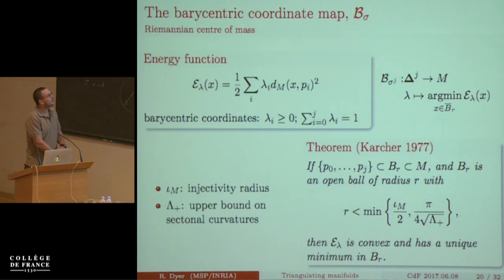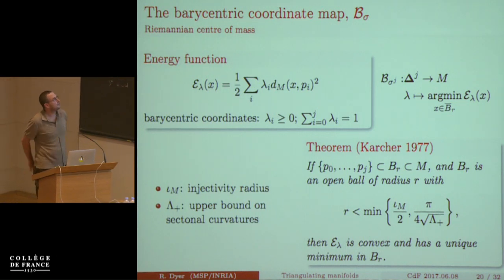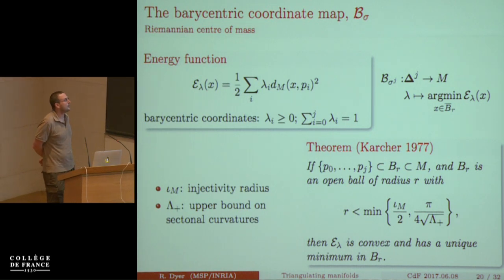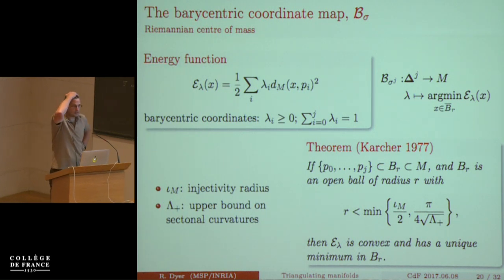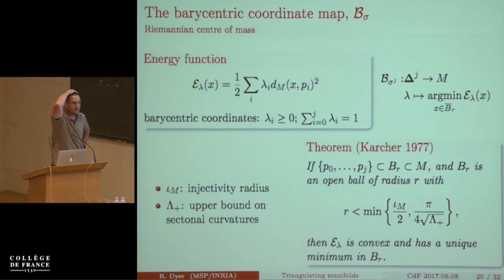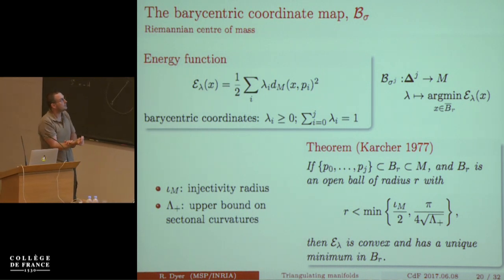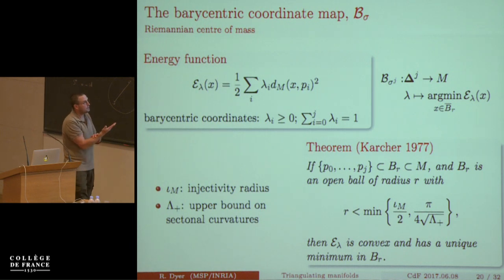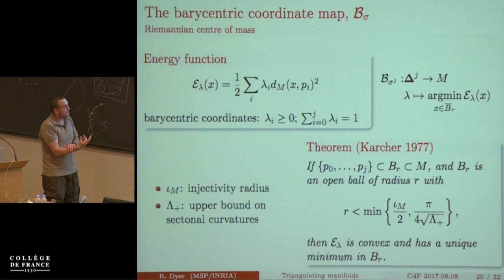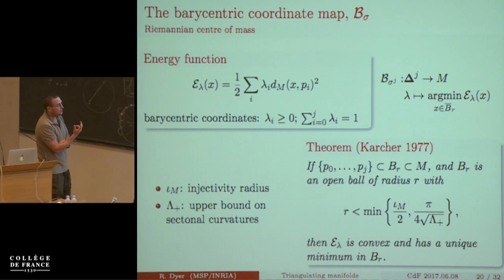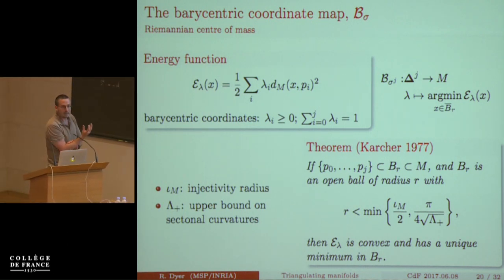So how does it work? We can look at this energy function, which is the sum of the squared distances to the points, weighted by barycentric coordinates. If you look at that in Euclidean space, if my manifold was flat, this gives me a convex function, and the minimum of that convex function is exactly the point with those barycentric coordinates. What Karcher showed in the 70s is that in a small enough neighborhood of a Riemannian manifold, this is also a convex function, and it's got a unique minimum.